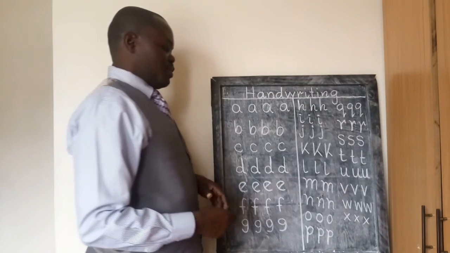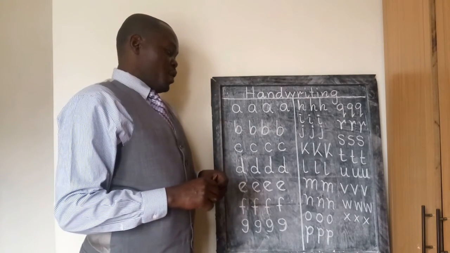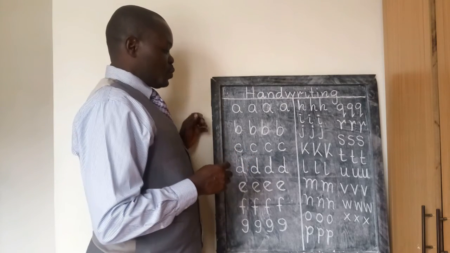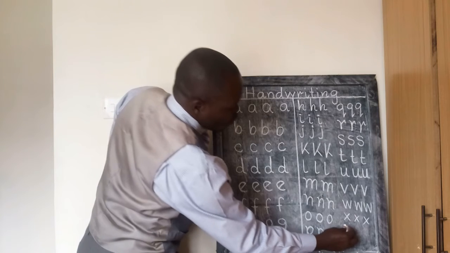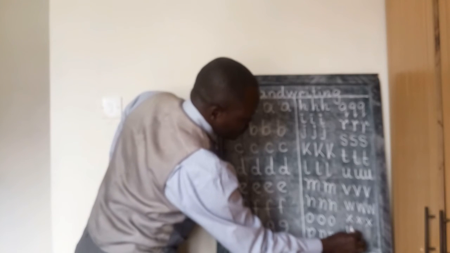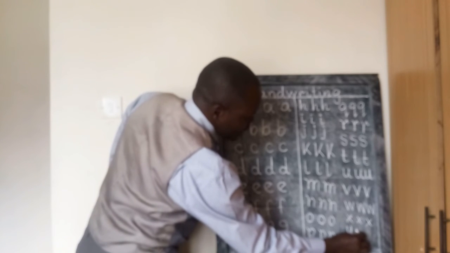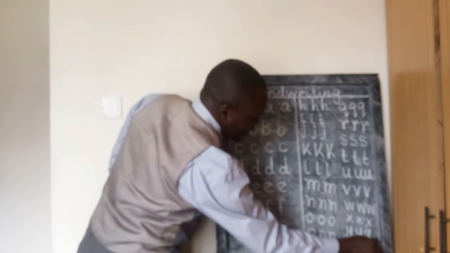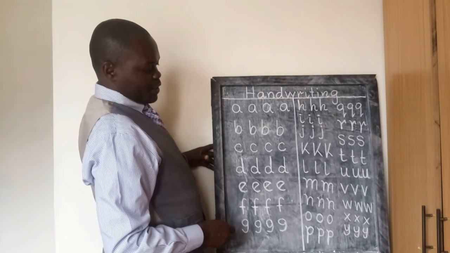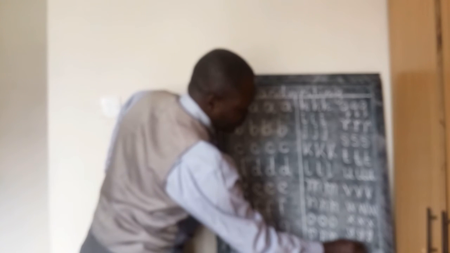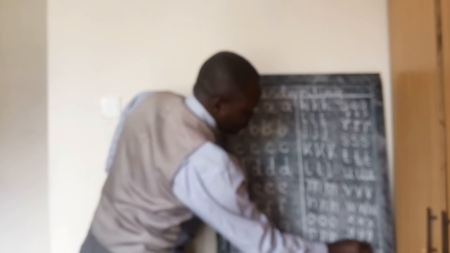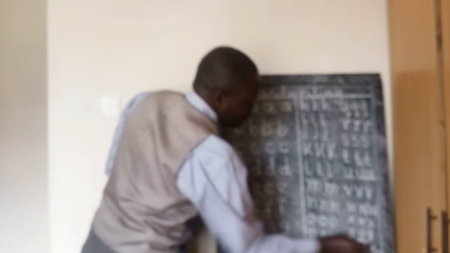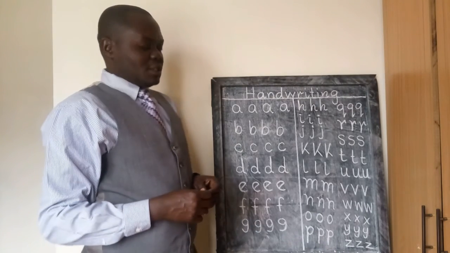X. Small x and capital X should be written in the same way. What changes is the size. Then Y should be written like that. Then Z, just like the capital Z, but make it small.